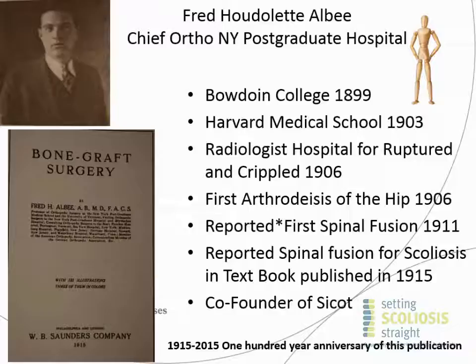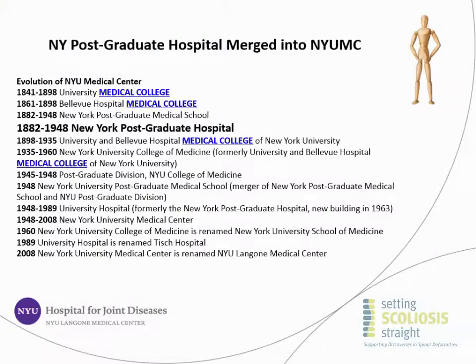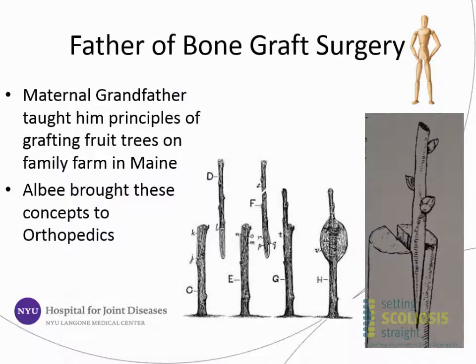Albee was from Maine, and he went to Harvard Medical School, came down and became a radiologist, and then he published a textbook in 1915 reporting on spinal fusion for scoliosis, and really was very famous. And this was just his connection through the NYU system.